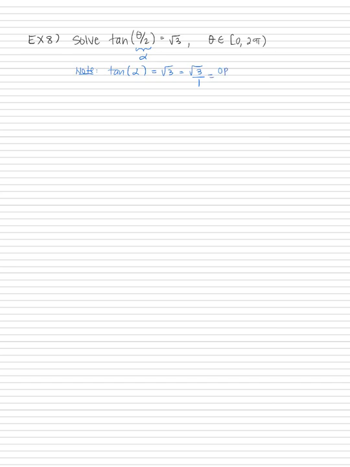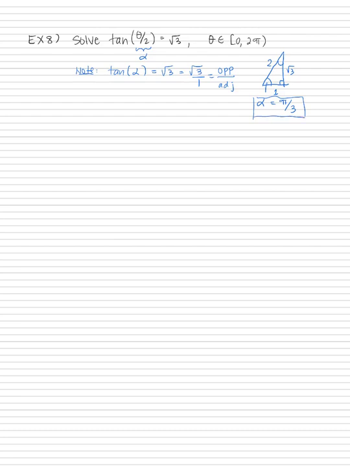Tangent is opposite over adjacent. I'm just trying to get the reference angle here. So the adjacent side of the angle is 1, the opposite side is square root of 3, and the hypotenuse is going to be 2. So it looks like our alpha is going to be 60 degrees, which is pi over 3. So keep that in mind.